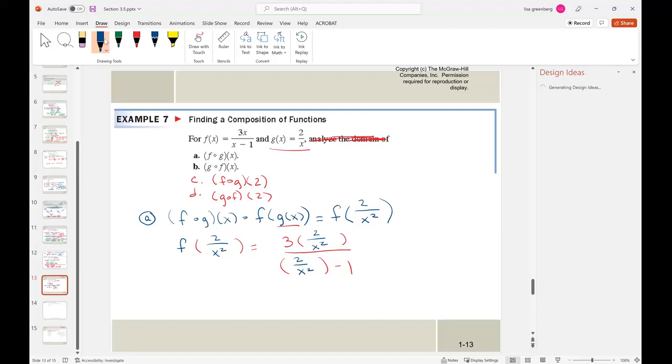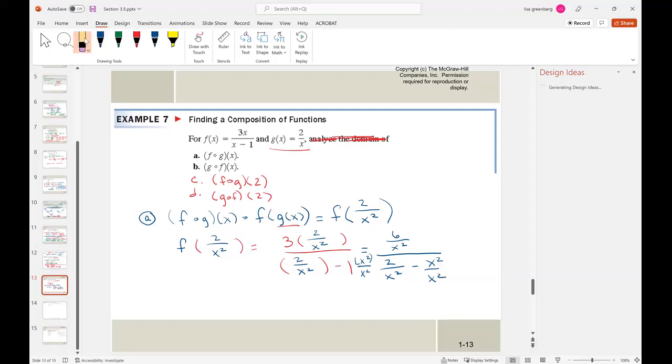Okay. So now this is going to equal, well, I can multiply this. This is equal to 6 over X squared over, and now we have 2 over X squared minus 1. But I'm going to change that 1 to a common denominator, which is X squared. So I'm going to multiply this by X squared over X squared.